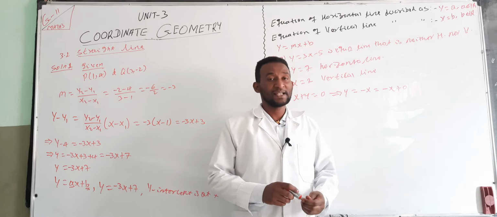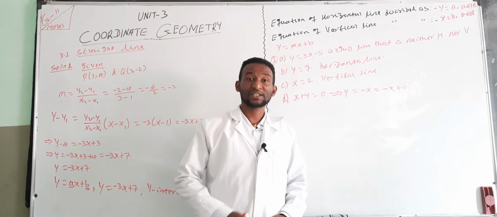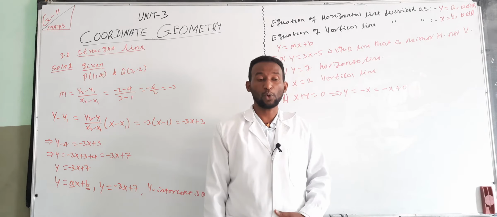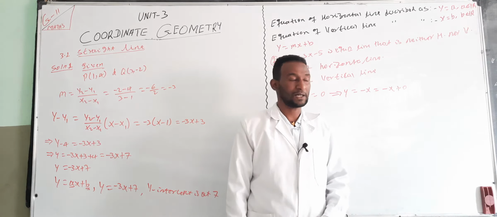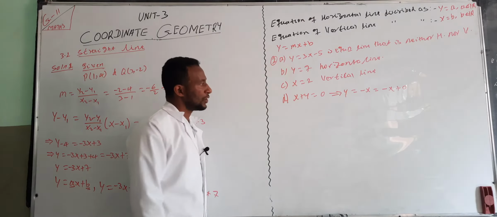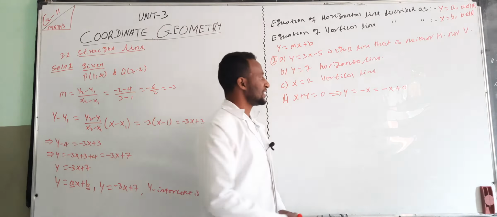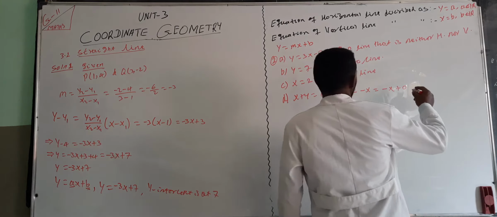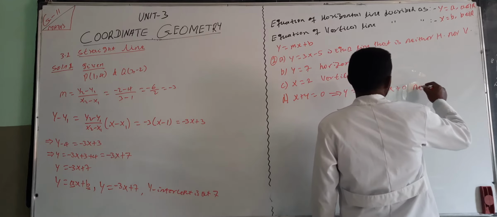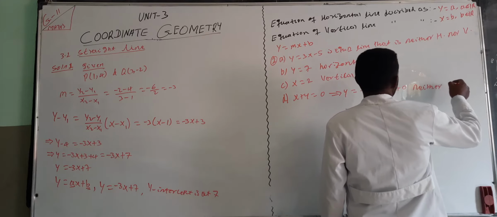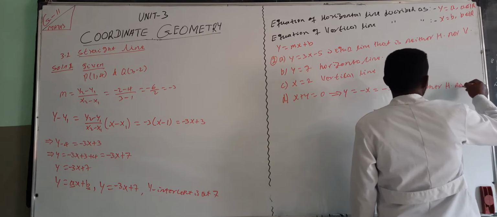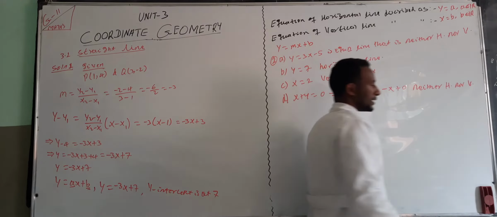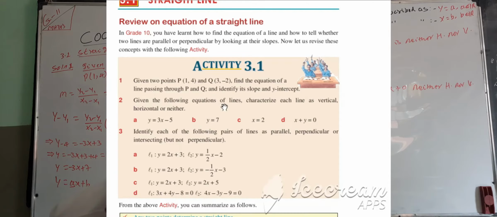That means the y-intercept is at (0, 0), at the origin. Therefore, the y-intercept and the x-intercept are at the origin. So this is neither horizontal nor vertical.